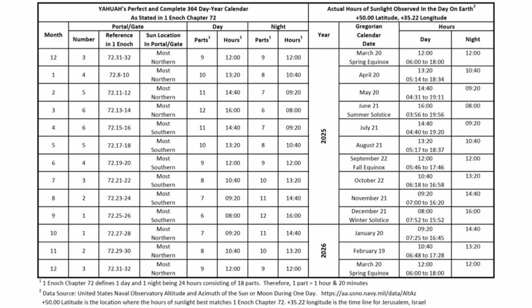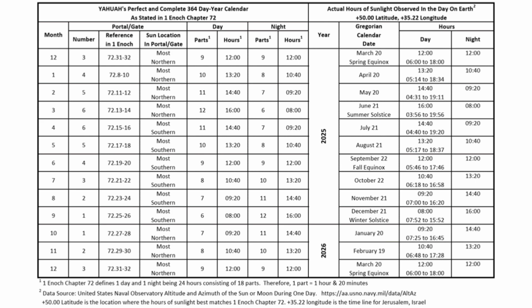Now, as we look at the first row, month 12, we see the sun is in its last day of portal/gate 3 with 9 parts day, 9 parts night, which equals 12 hours of day and 12 hours of night. We see on that same row the actual hours of sunlight observed on March 20, 2025. The spring equinox is exactly the same as described in 1st Enoch, 12 hours of day and 12 hours of night.